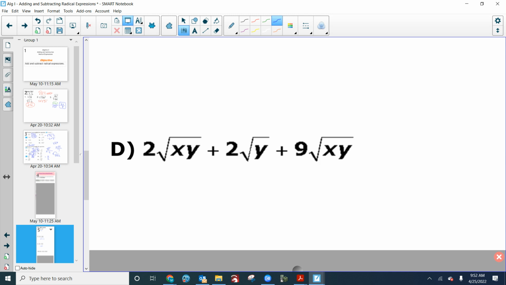Guys, we can have more than one term. Are any of them like terms? Which one? First and what do I got? 11 what, Bailey? Square root of xy plus what? Good job.